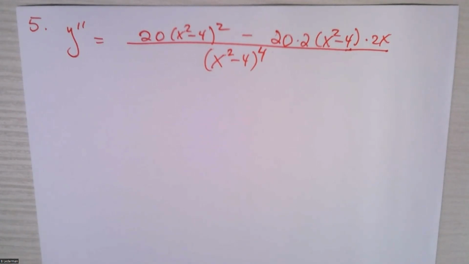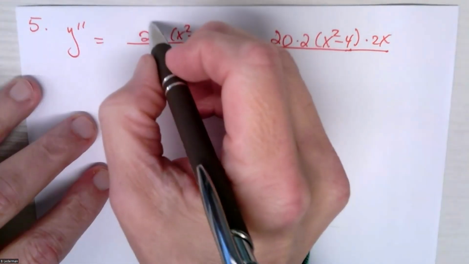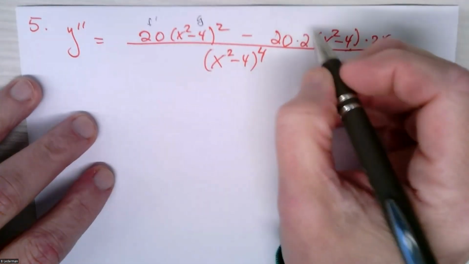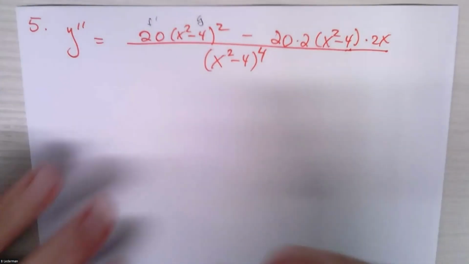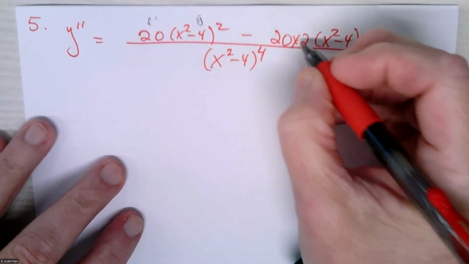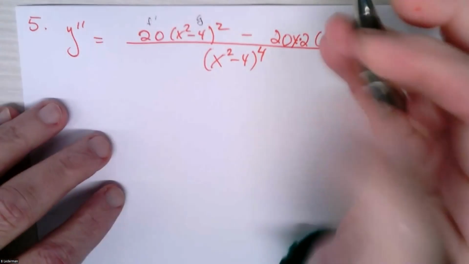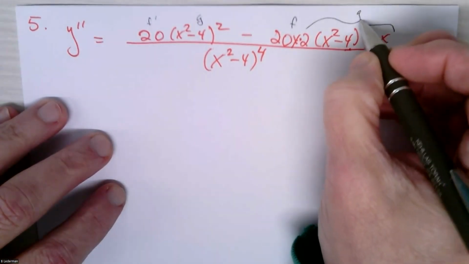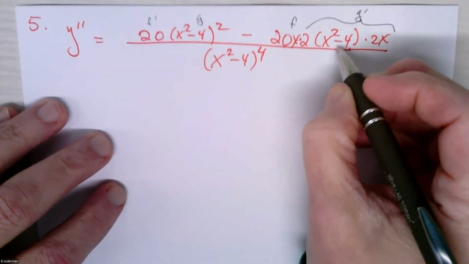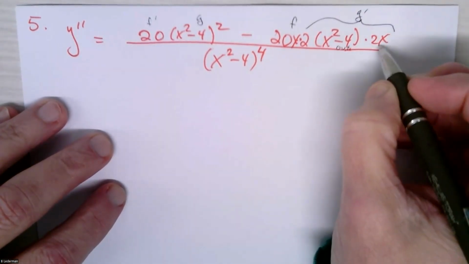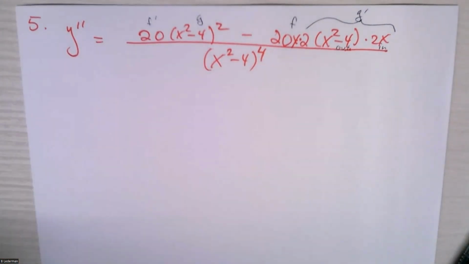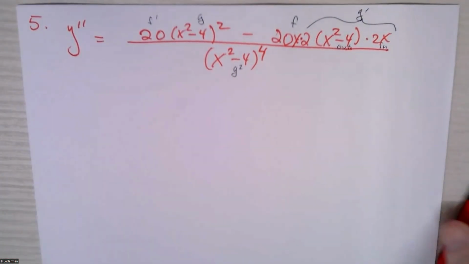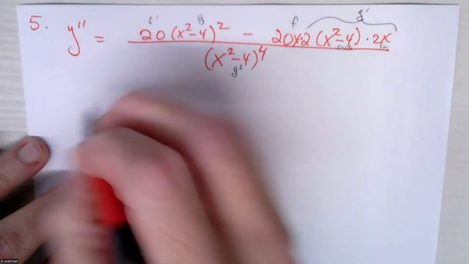So just to label what we did here, the 20 is my f prime, this here is my g, the 20, oops, I left an x out. The 20x is my f, and this whole thing here is my g prime, and that's the outer, and that's the inner of the chain rule. And this of course here is g squared. That's the easier part. Let's simplify this a little bit.